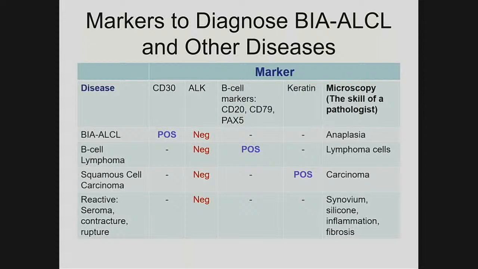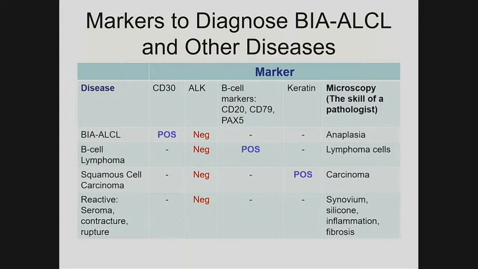For a reactive process like seroma, we will see what? Synovium, silicone, inflammation. Again, CD30 is positive when it's breast implant ALCL, when we see an effusion. When we see B-cell lymphoma, we see B-cell markers. Again, we see lymphoma cells. And when we see carcinoma or squamous cell carcinoma, it is positive for keratin, but certainly we don't do this blindly. We see it in the case of the carcinoma.